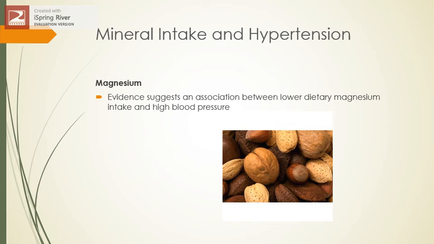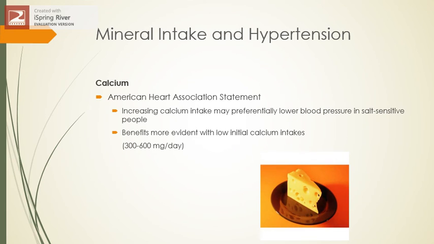Magnesium, there's evidence that shows high blood pressure is associated with low consumption of magnesium, and it is found primarily in nuts and beans, which are obviously part of the Mediterranean.